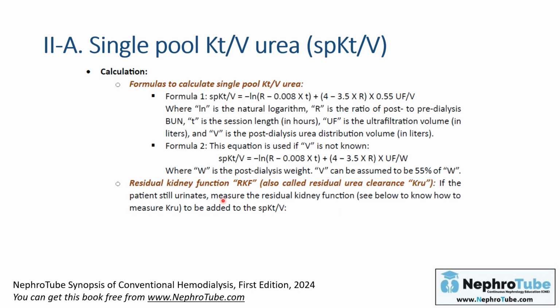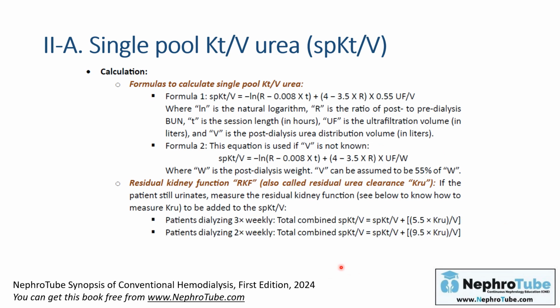An important point, if the patient has residual kidney function, this will add on the KT over V. So you have to calculate the residual kidney function of the patient and add it on the single pool KT over V through these equations. So here you will calculate first single pool KT over V, and then you calculate the total combined KT over V. To single pool KT over V, you have to add the residual kidney function of the patient.